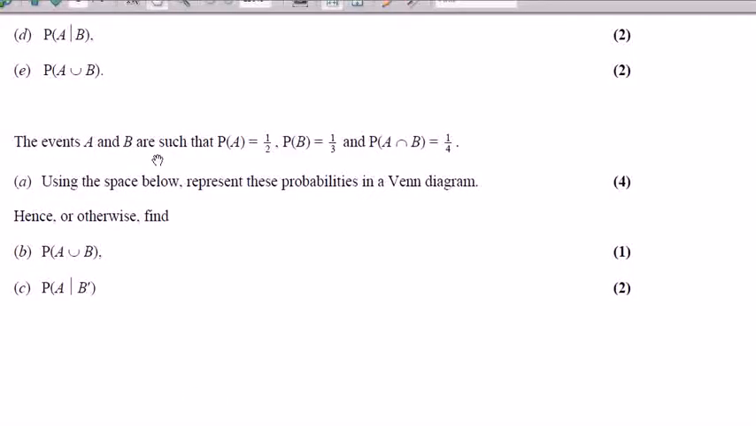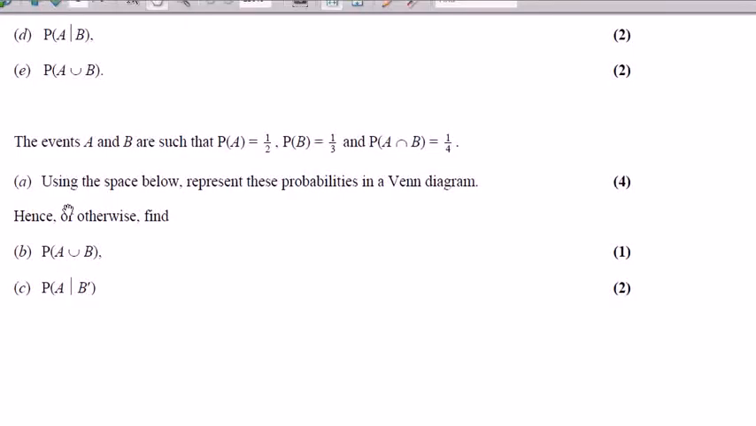Let's do one last sum. The events A and B are such that probability of A and probability of B is 1 by 2, 1 by 3, and probability of A intersection B is 1 by 4. So probability of A is 1 by 2, probability of B is 1 by 3, probability of A intersection B is 1 by 4. Use the space below to represent these probabilities in a Venn diagram. So we have to represent this probability in a Venn diagram.